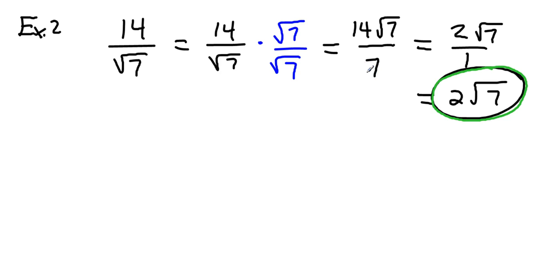So if you can get used to that shortcut, it's still thinking through this process, but that's the way it's going to work every time. If you have to rationalize it, move the square root from the bottom to the top, and then just take the square root off the bottom. And then you can simplify whatever you have left over there.